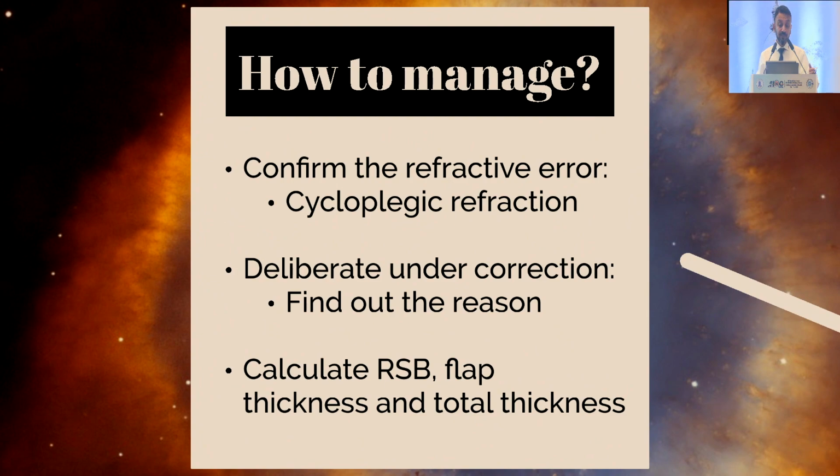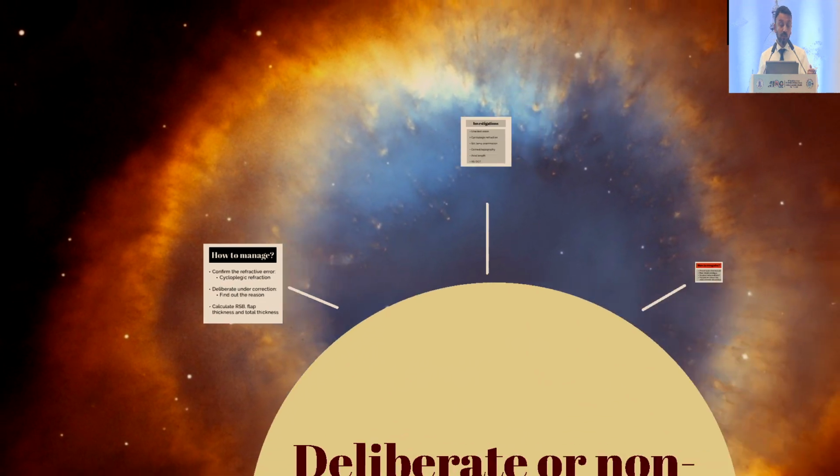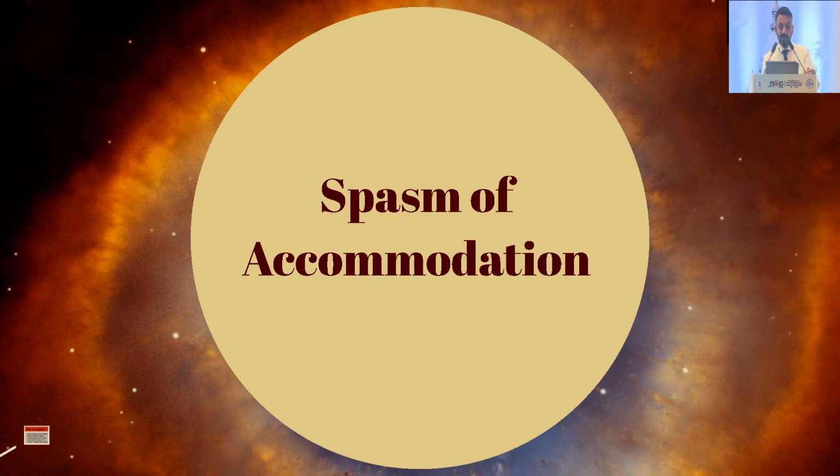How do you manage? First, do a good cycloplegic refraction to confirm the refractive error. Second, if it was a deliberate undercorrection, do not jump in with the treatment. Find out the cause of the deliberate undercorrection and only then go for treatment. Do an ASOCT, calculate the bed, calculate the flap. Think about it. If it is safe for the patient, you surely can, as the previous speaker said, go ahead with PRK and you should be fine.